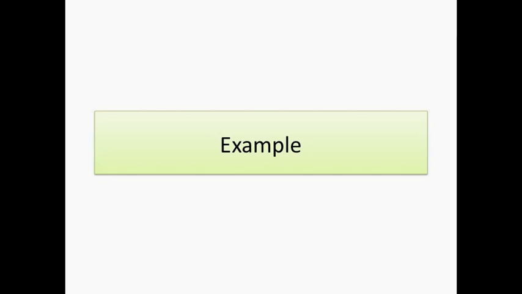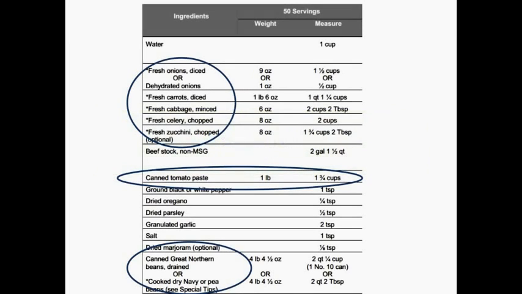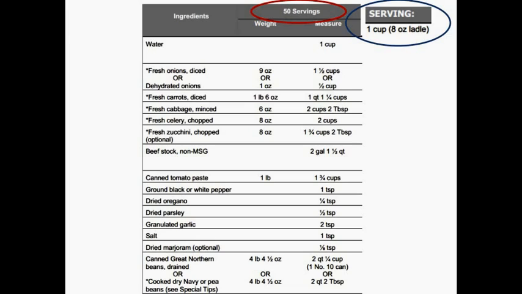Let's take a look at an example using a minestrone soup recipe. First, we identify the vegetables within the recipe. In this case, we're going to count the beans in this recipe towards the beans, peas, legumes, vegetable subgroup. Remember that you can count beans towards either the meat alternate or the vegetable subgroup, but you can't count it towards both. Then we determine the number of servings and serving size.